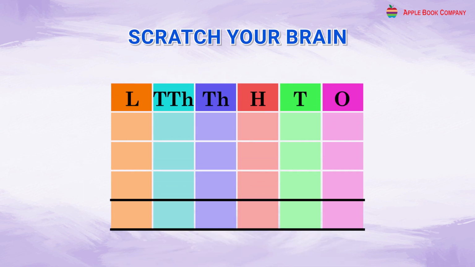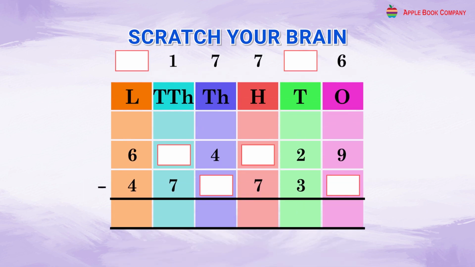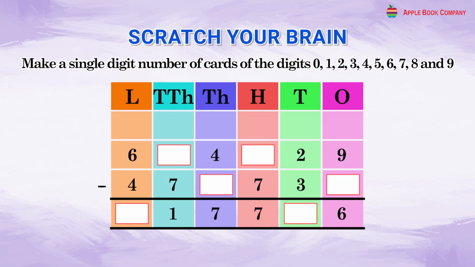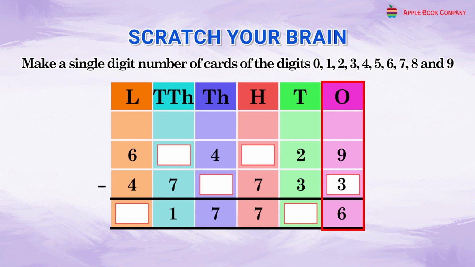So let's scratch your brain. Find the missing digits in the boxes. Work in pairs. Make single digit number cards of the digits 0, 1, 2, 3, 4, 5, 6, 7, 8 and 9. Now paste the suitable number of the digit cards in the boxes. On the ones, what is the number that you can subtract from 9 to get 6? If you see, 9 minus 3 is 6.